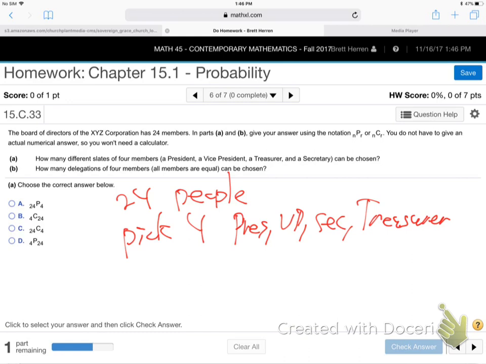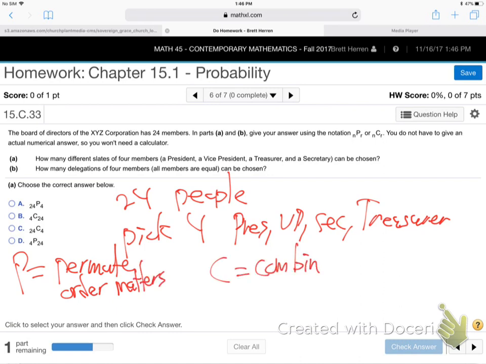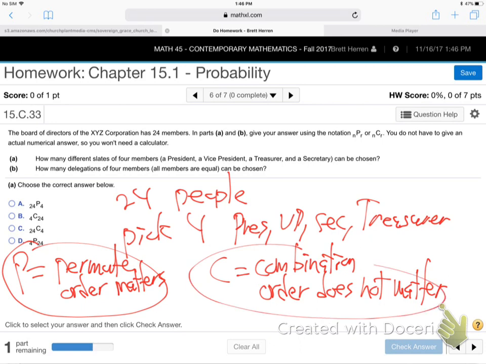Well, that's where the PC thing comes in. That's exactly what they are. P stands for permute. It means order matters. And C stands for combination, meaning order does not matter. So the PC thing that we just learned how to calculate, they're for exactly questions like this, meaning questions where out of a bunch of objects, out of 24 people, you're going to pick 4. They help you know how many ways there are to do that.